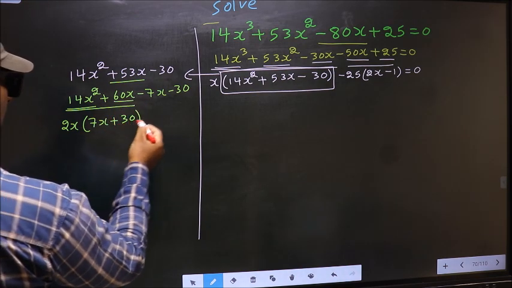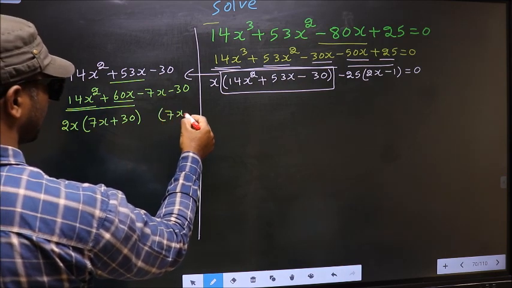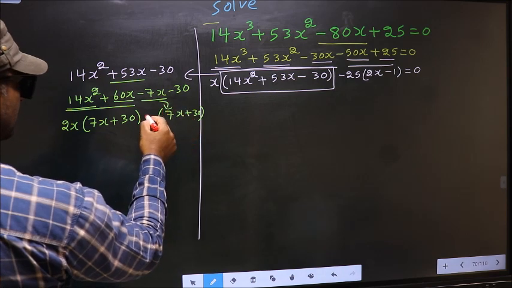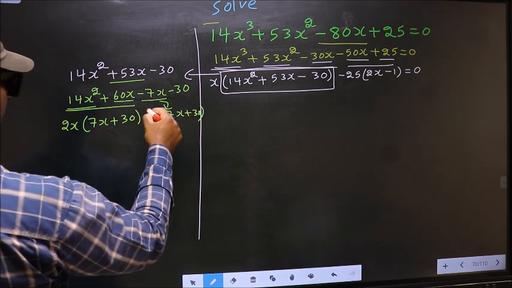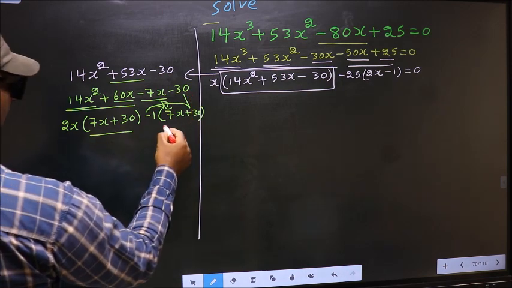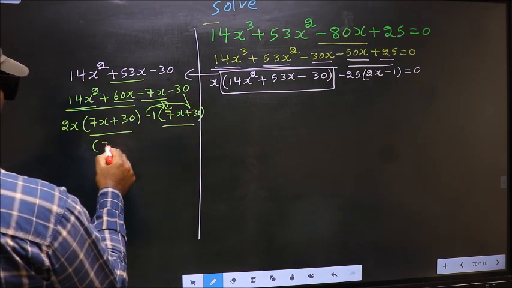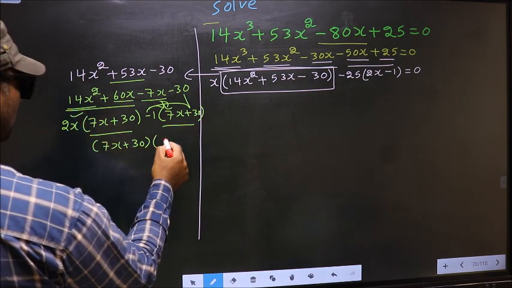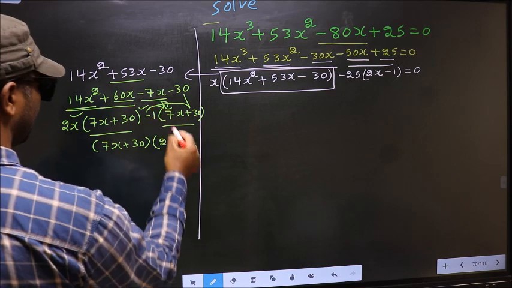Now whatever you got here, here also you should get the same thing. From this 7x gone inside, so outside you get minus 1. Even if you multiply and check, still you get the same thing. Now take out 7x plus 30 common. So here you have 2x and here minus 1.